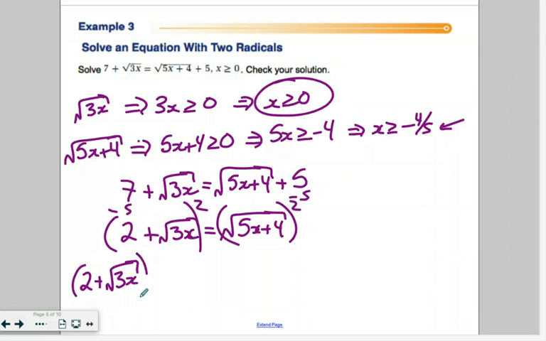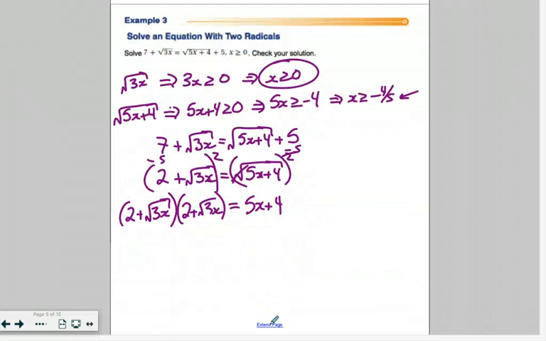And I have 2 plus root 3x times 2 plus root 3x on the left. And this square root and squared cancel out, giving me just 5x plus 4. So I've done part of the job, and it's at least eliminated the radical there on the right. Now I'm going to actually expand this out.